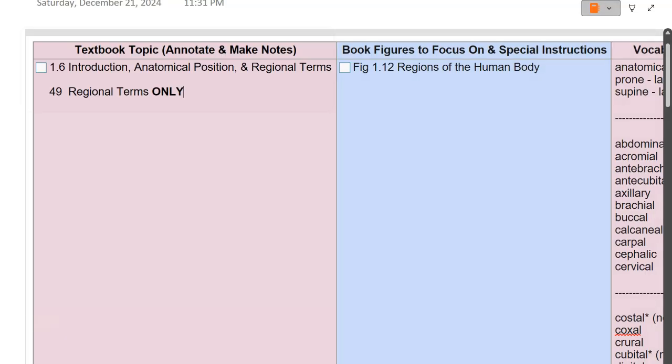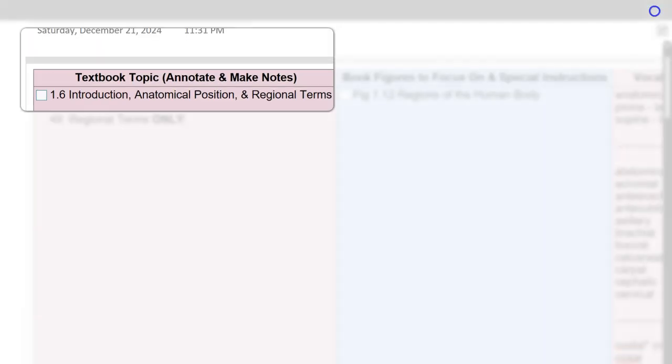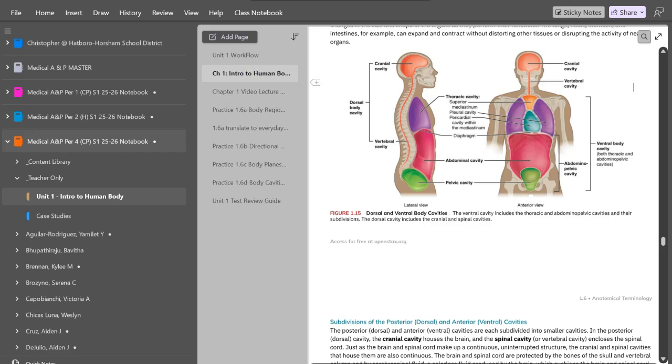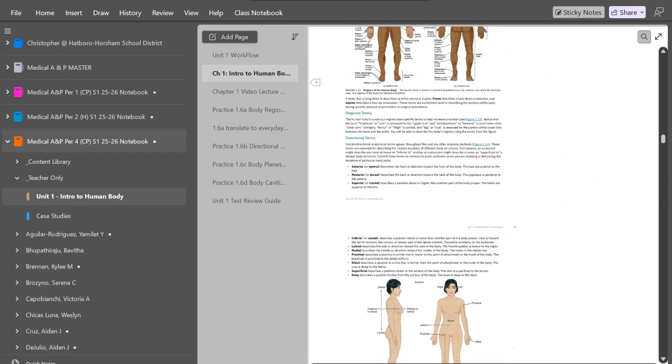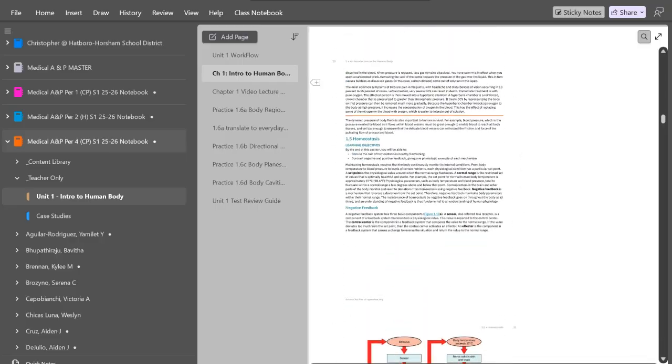here's the topic for regional terms 1.6. And that's what you're going to read in the textbook. Where's the textbook? It's in OneNote. Intro to Human Body. Okay, and you're going to scooch down. You're going to find section 1.6. All the sections are labeled.